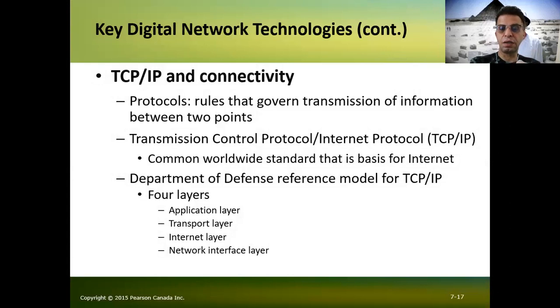So the key thing is something called TCP/IP. In the old days, connecting people required them to know this information. Now it automatically configures itself, and it's a set of protocol rules that governs transmission of information between two points: Transmission Control Protocol and Internet Protocol. TCP/IP is a commonly used worldwide standard and the base for the internet. It was first developed by the Department of Defense, with reference to a model of four layers: the application layer, the transport layer, the internet layer, and the network interface layer.